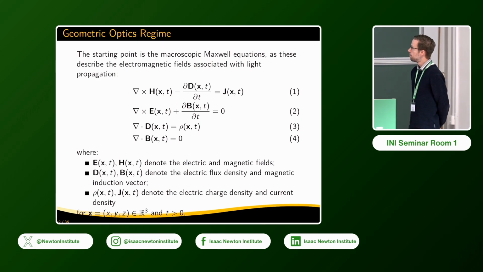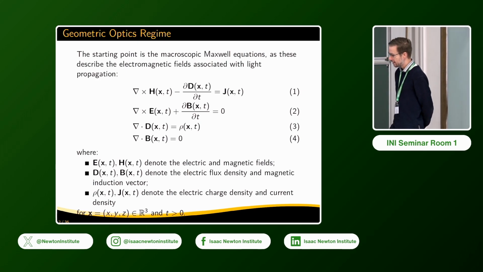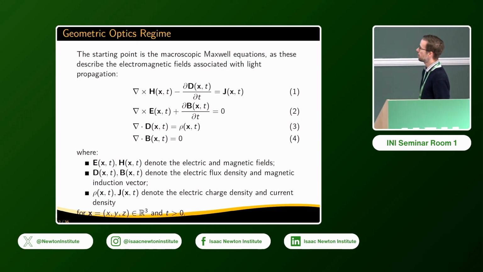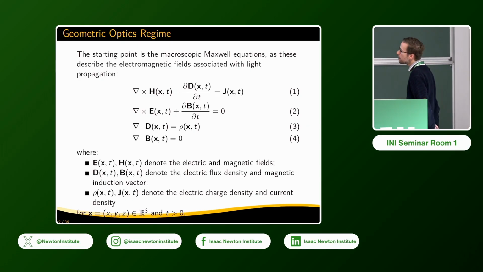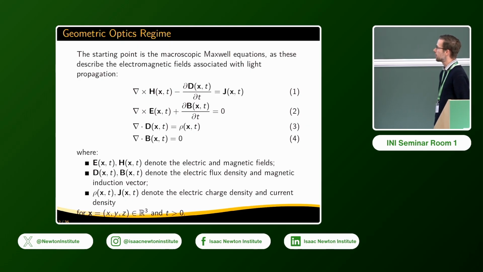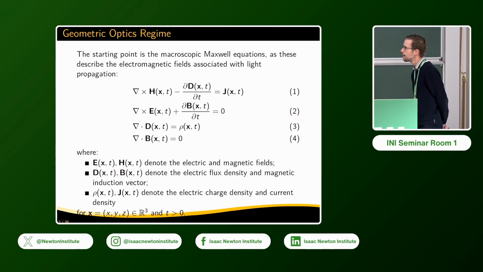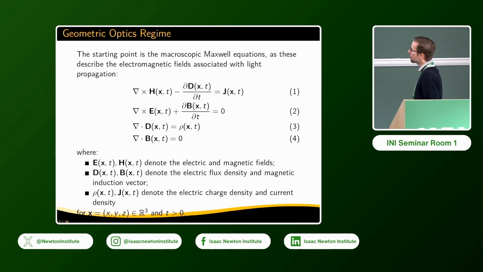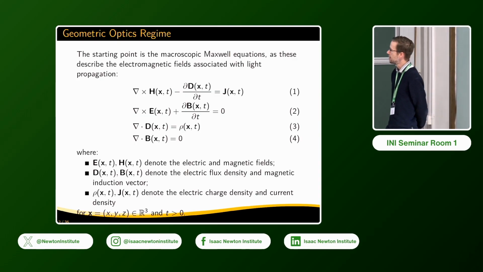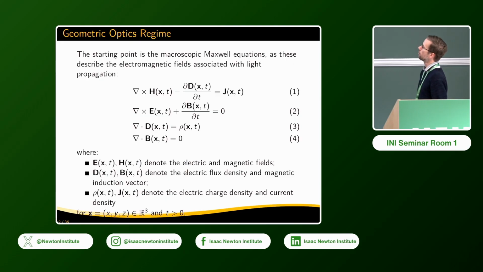So I'll start with some quite basic things in electromagnetism. We'll start with Maxwell's equations. So we have four fields. We have E and H, which are the electric and magnetic fields, varying in space and time, and we'll say in 3D. Then we have the two other fields, D and B, the flux density and magnetic induction vector, and then we have two densities, the charge density and the current density. Here, bold vector x is living in R^3 and t is positive.